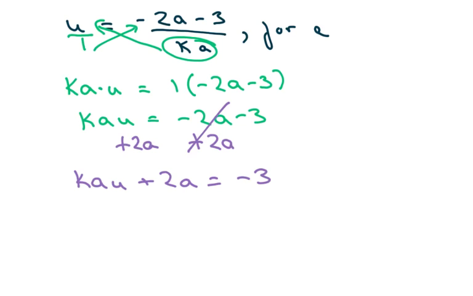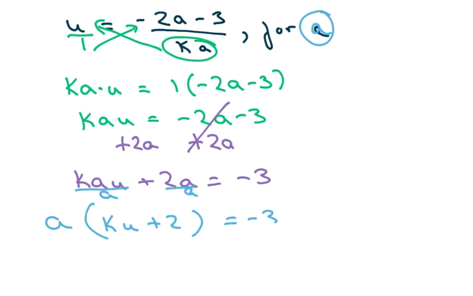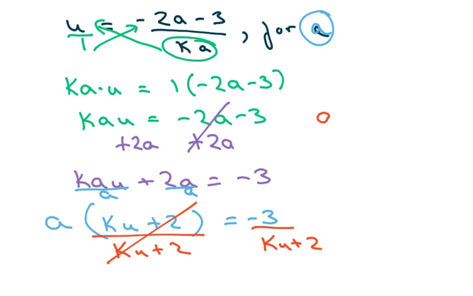Now let's factor out an a, because that's what we're solving for. That means we're dividing everything by a. And you get Ku plus 2 equals negative 3. Now divide everything by Ku plus 2. That equals 1, so a times 1 is just a. So you get a equals negative 3 over Ku plus 2.